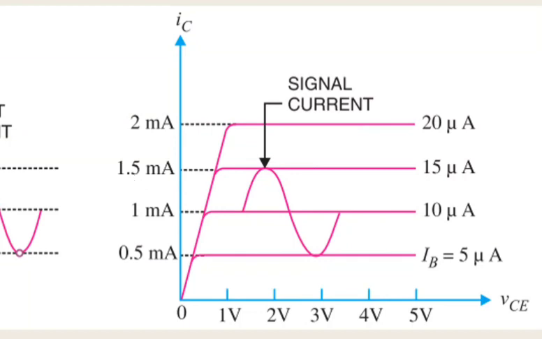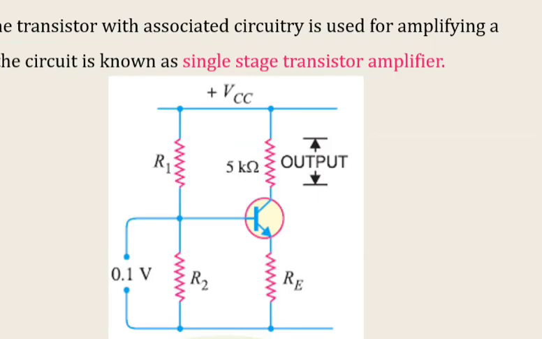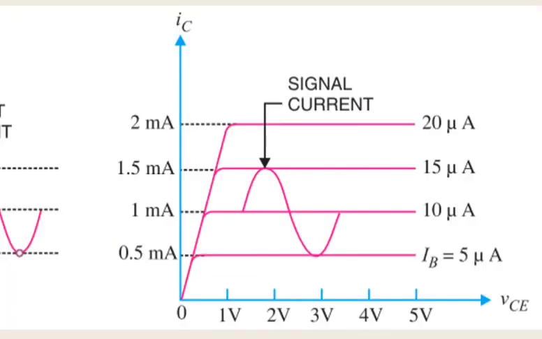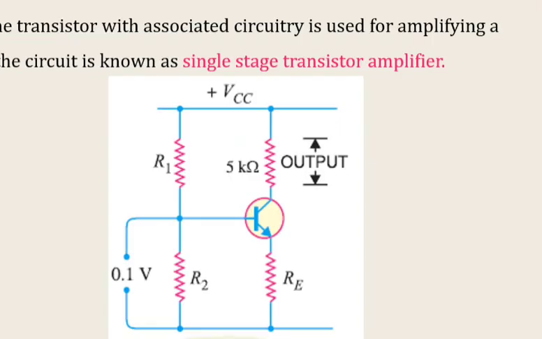Our amount of current is what we will get. So if you give 1 volt, for example, take 0.1, for our convenience 1 volt AC signal we have given. Okay, so what will be the output voltage? If we give 1 volt, how much voltage will we get? Take 5 kilo ohm as the load resistance.